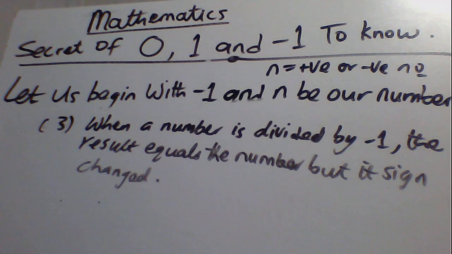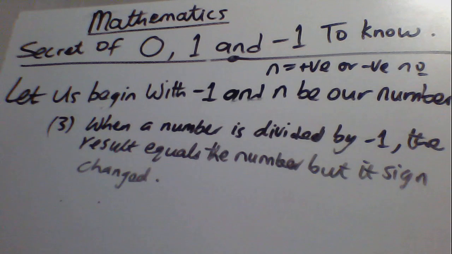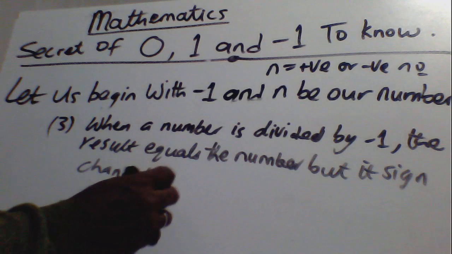So that is it. When a number is divided by minus 1, the other one is when 1 is divided by a number, we have a reciprocal. But in this case, although its sign will change, that is the second thing we did. So the third one is when a number is divided by minus 1. In this case, the result is equal to the number, not the reciprocal. The result is equal to the number, but its sign changed.